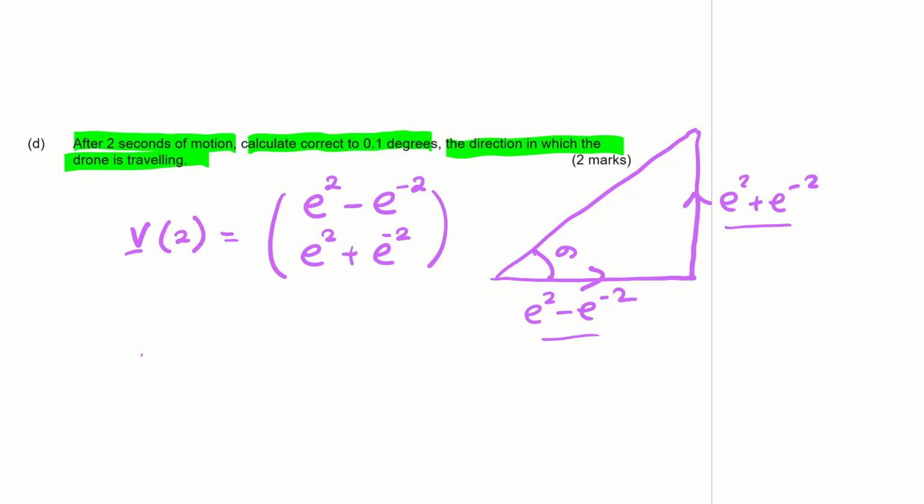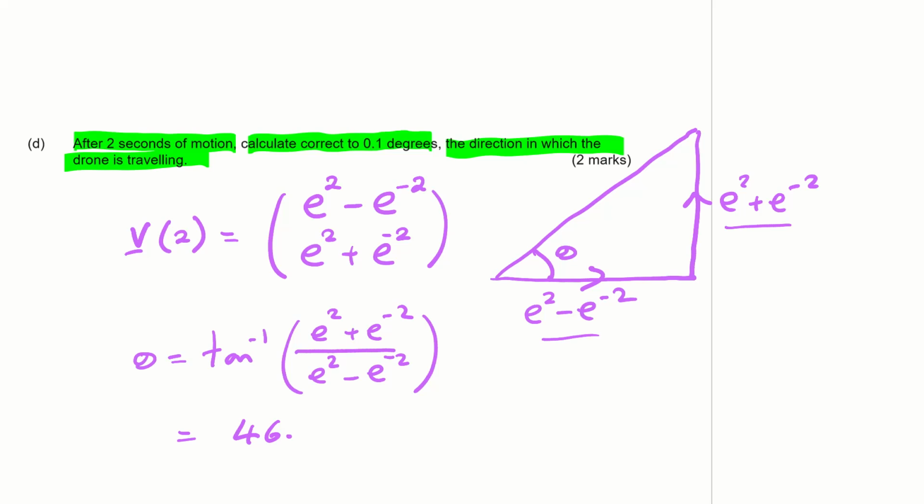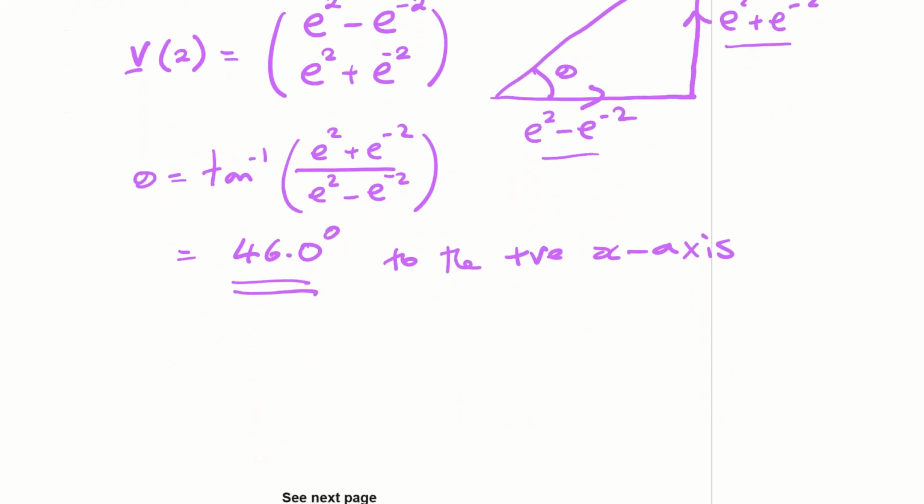And so let's call that theta. So theta is going to be the inverse tangent of e squared plus e to the negative 2 over e squared take away e to the negative 2. Let's calculate that. And that gives me 46.04. So correct to the nearest 0.1, 46.0 degrees to the positive x-axis. Okay, let's move on.